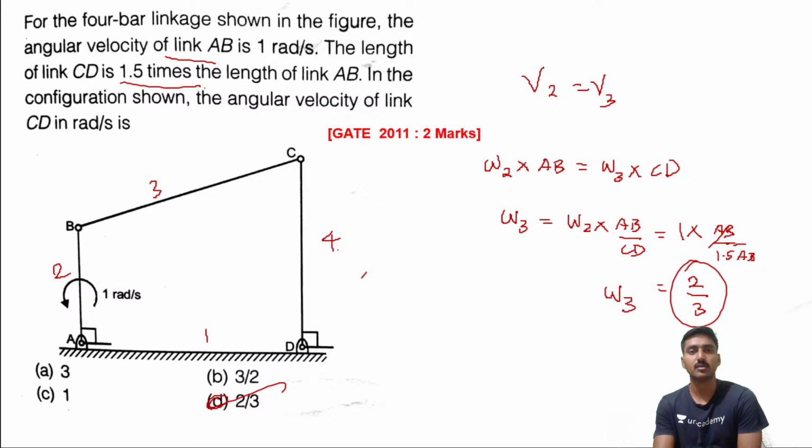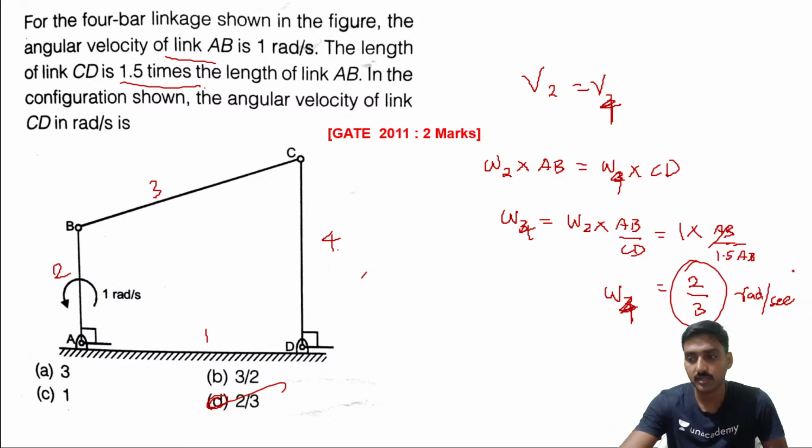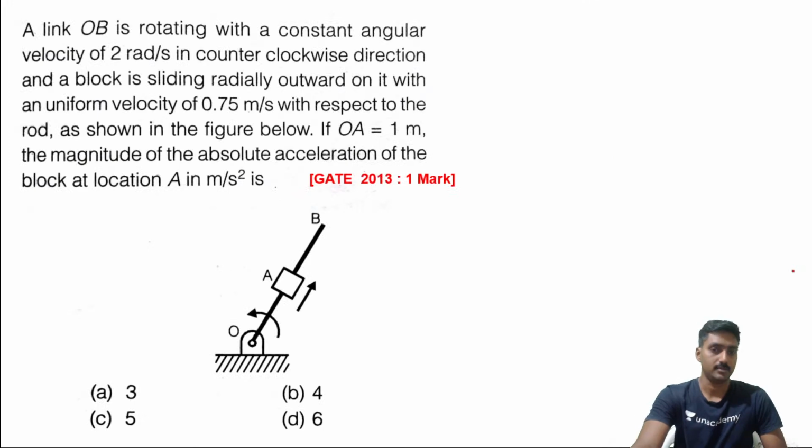Omega 3 is equal to omega 4. Omega 4 is equal to 2 divided by 3 radian per second. 2 divided by 3 radian per second is the right solution for this question. Next.